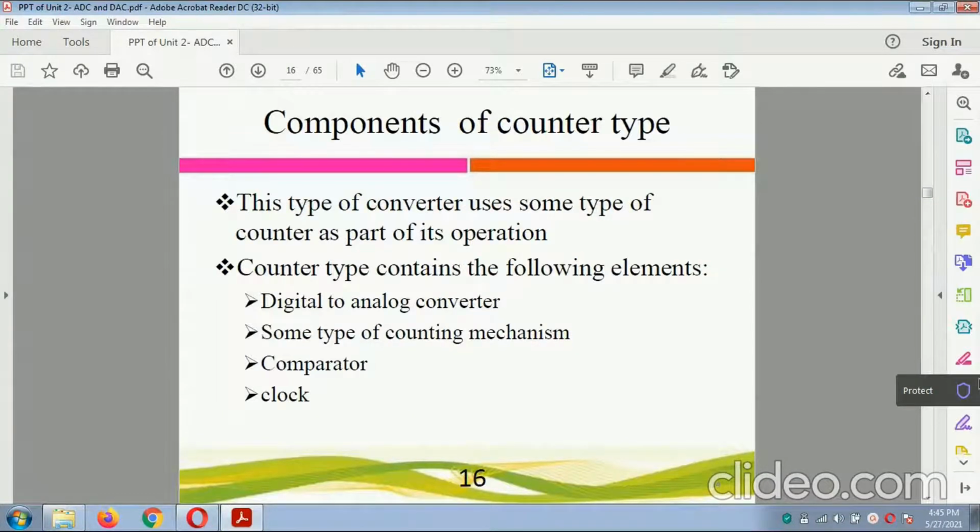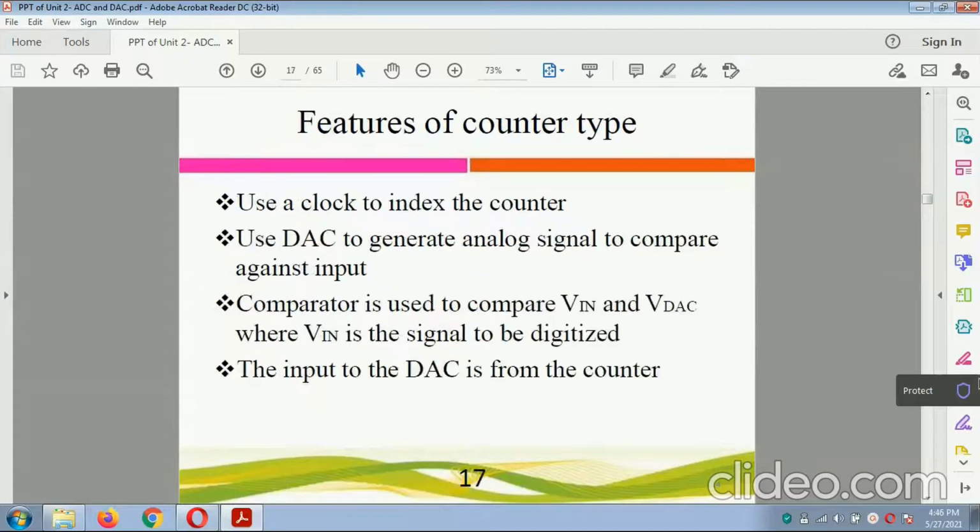The components of the counter type. This type of converter uses some components in its operation. The counter type contains the following elements: a digital to analog converter, some type of counting mechanism, a comparator and a clock. The DAC is used to generate the analog signal to compare against the input. The comparator is used to compare the input voltage and the DAC voltage, where the input voltage is the signal to be digitized. The input to the DAC is the output of the counter.